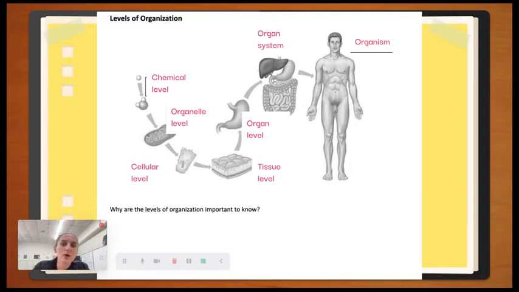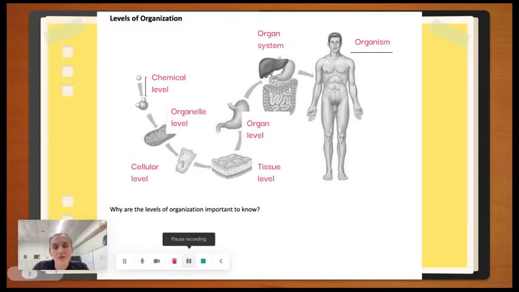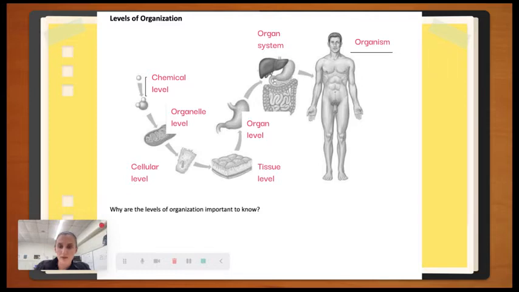So take a second and think about, why do you think that the levels of organization are important to know? So you can pause the video right here, and then you can try to answer that and then come back to see what the answer is. So the levels of organization are important to know because diseases and malfunctions occur at a bunch of different levels. So knowing which level is affected is going to be really important to let scientists target the level for treatment.